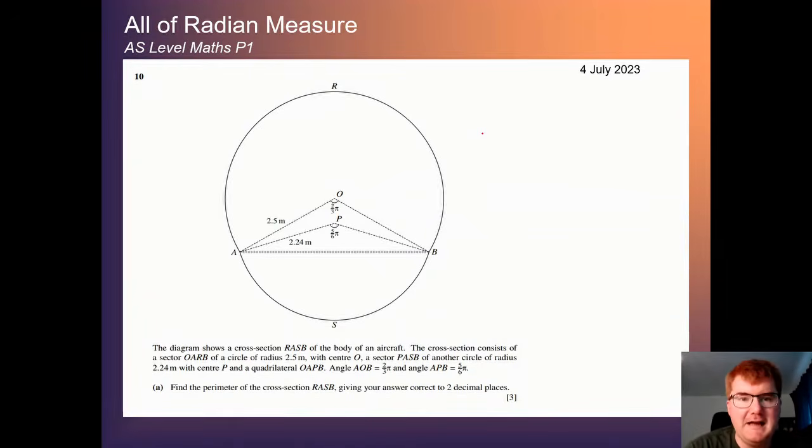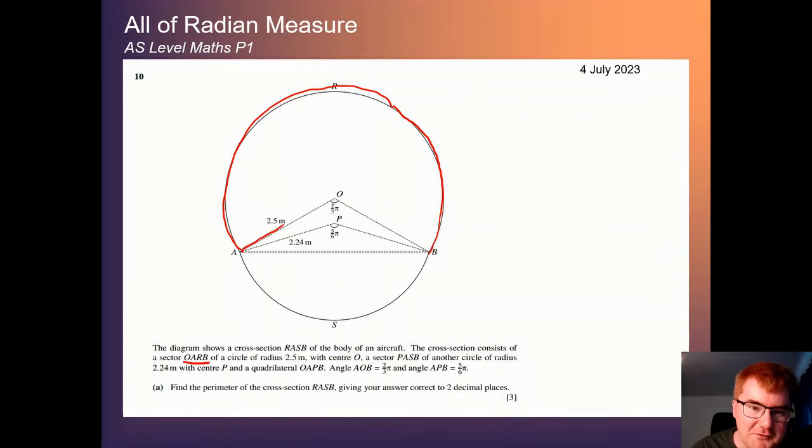Okay, and let's have a look at question 10 here. So we've got a diagram and it shows the cross section of the body of an aircraft, and it consists of 2 separate sectors. First of all, we've got the sector OARB. Again, very, very important, we're going to label this up. So if I just draw this in, this is our first sector we're going to consider in red, and that's got a radius of 2.5 meters, which is given, with center O.